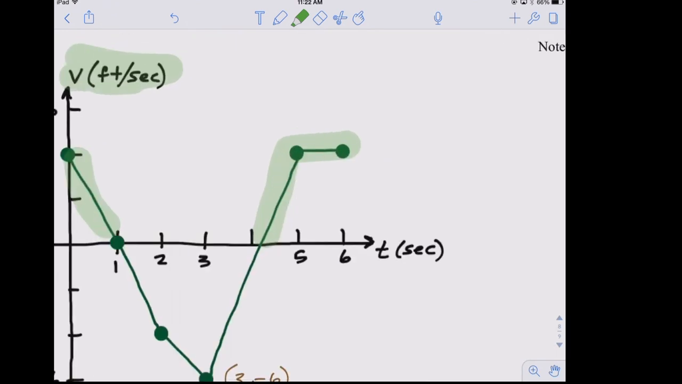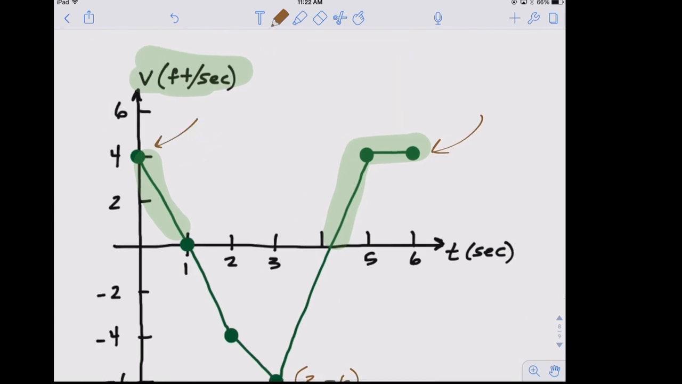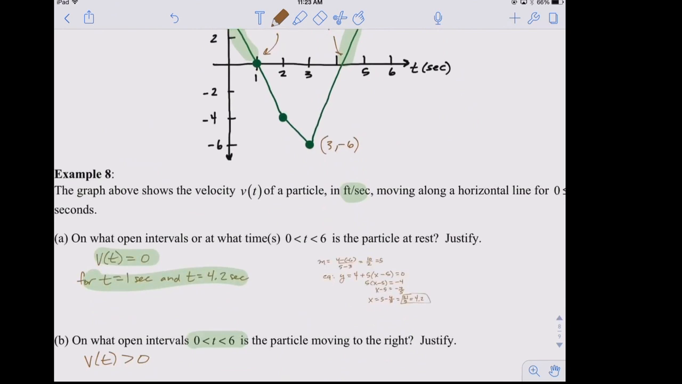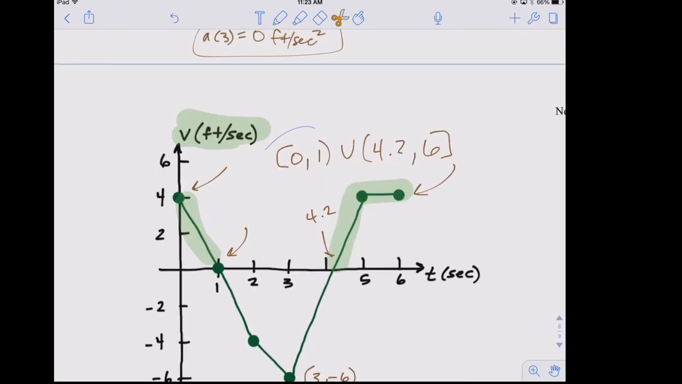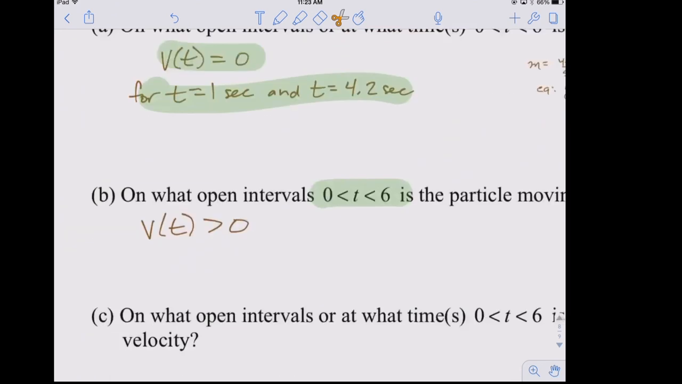Okay. Now notice it said on the open interval from 0 to 6. So notice this is kind of interesting. At 6, we have a positive velocity, and at 0, we have a positive velocity. So you would want to include those if it was the closed interval, but you would not want to include 1 and 4.2 because that's where the velocity is 0. So if it didn't say on the open interval, you would say from 0 to 1 union 4.2 to 6 with the bracket, because technically at 0 and at 6 we do have positive velocity values. But it circumvented that whole thing by asking for the open intervals. So we don't have to worry about whether to include the endpoints or not.